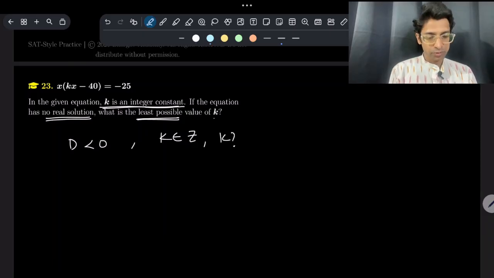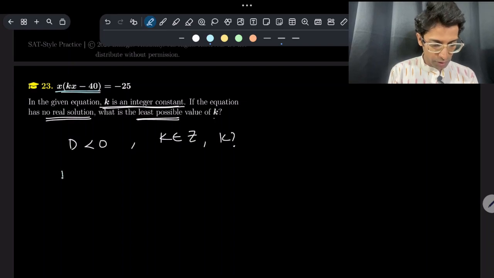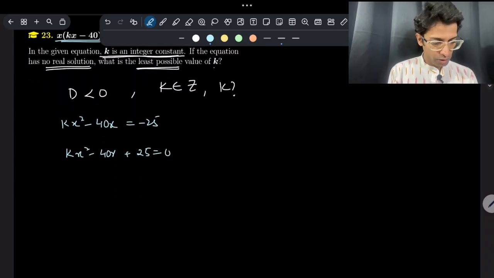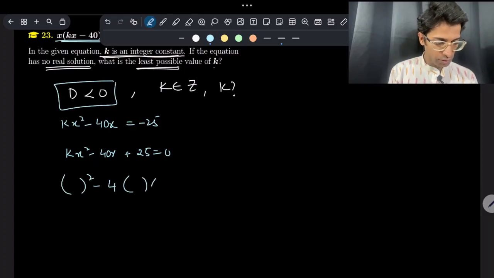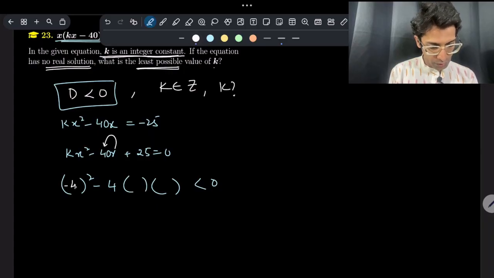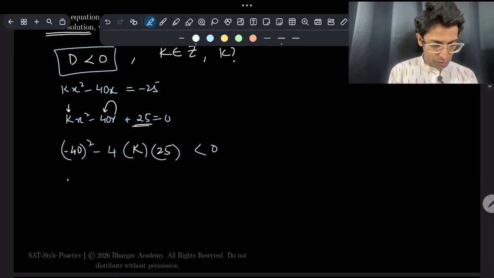First of all, let's do it the algebraic way and then we'll go to the calculator. Let me expand this: kx square minus 40x equal to minus 25, so kx square minus 40x plus 25 equal to 0. The discriminant should be less than 0, so b square minus 4ac should be less than 0. b is minus 40, the coefficient of x, a is k, c is 25. So that comes out to be 40 square, which is 1600, minus 100k should be less than 0.